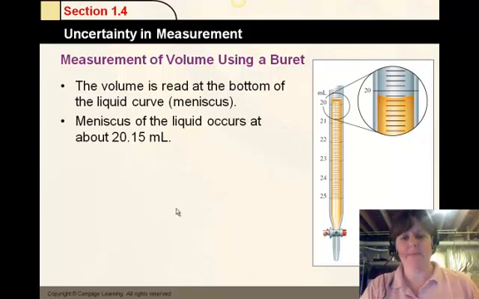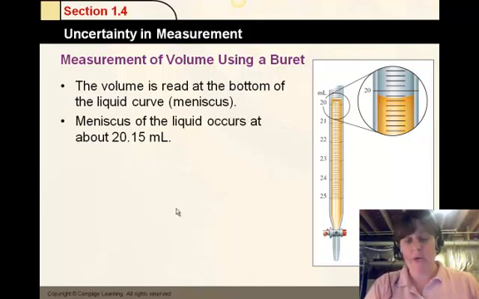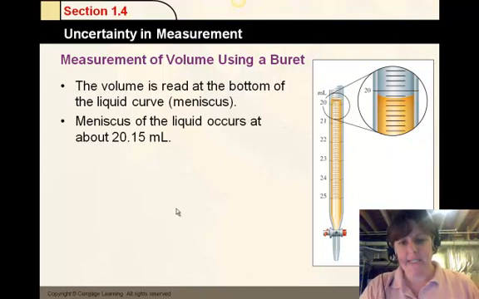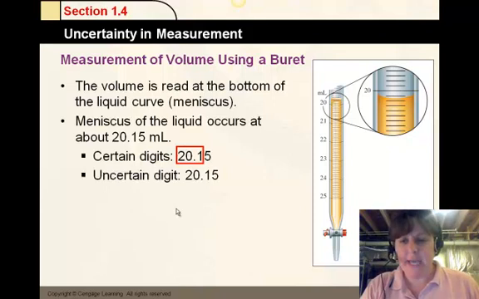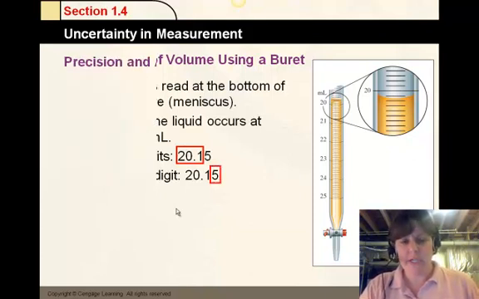Sometimes we had some issues. I remember in intro chem when we had a quiz or we were reading the volume of things, sometimes people misread it because they didn't look at the markings. So the certain digits are 20.1, and the 5 is the guess. Somebody else might look at that and say it's 20.14 or 20.16, and those would obviously be correct as well. So there's always one uncertain digit in a reading.